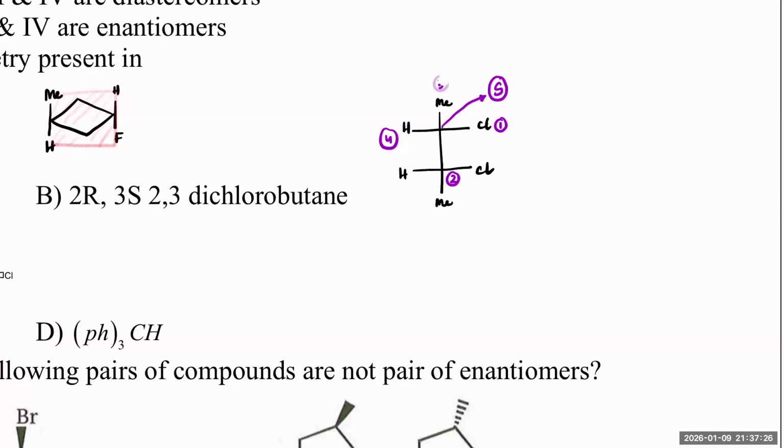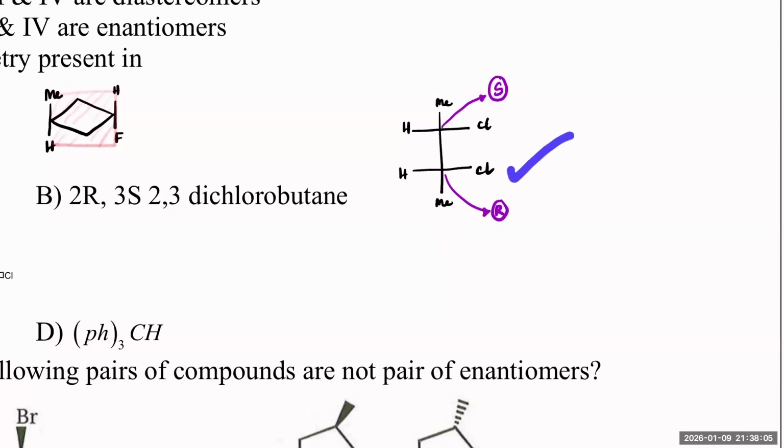Next, I'll remove these and rewrite for the second chiral center. Priority wise, this is 1, this is 2, this is 3, this is 4. Now notice 1, 2, 3 is going anti-clockwise, which means it has to be R configured. Have you noticed something? Whenever there is a mesoform, if the top one is R, the bottom will always be S and vice versa. So whether you take S and R or R and S, it doesn't matter because mesomers are identical. They are superimposable.